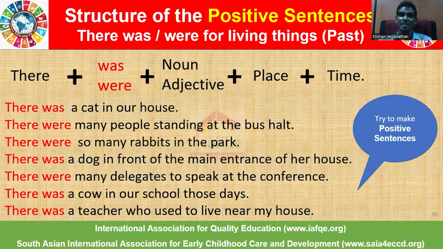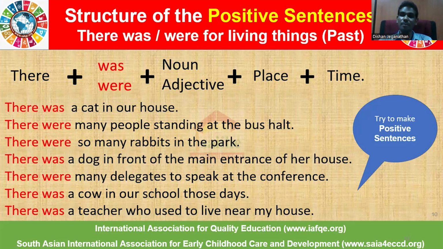There was a cat in our house. So, what's the noun here? The noun is the cat, and it is a singular noun. Therefore, we make use of was. There were many people standing at the bus halt. People is the noun.